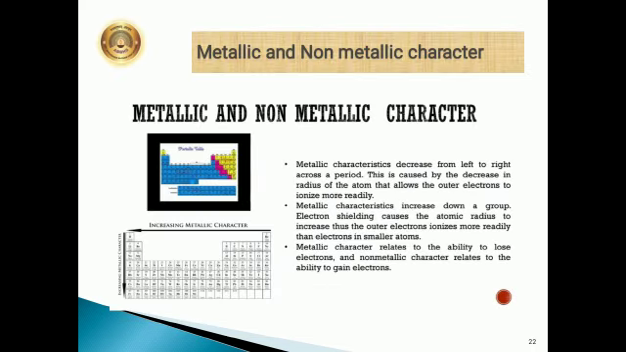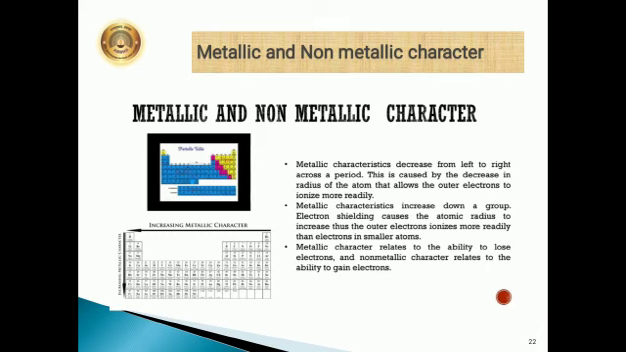In short, metallic character means how the metals are arranged in the group. The metallic character decreases from left to right across the period. This is because the decrease in the radius of the atom allows the outer electrons to ionize more readily. Metallic character increases down the group. Electron shielding causes the atomic radius to increase. Thus, the outer electron ionizes more readily than the electron in the smaller atom.